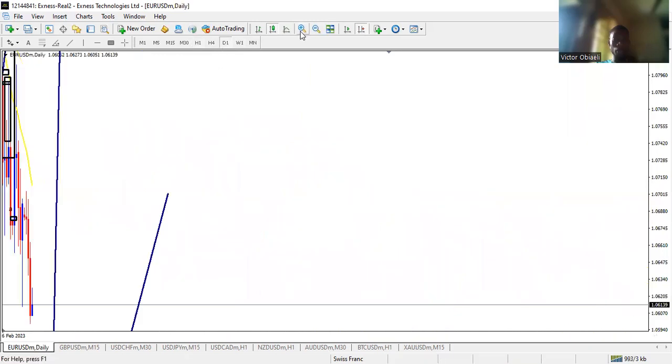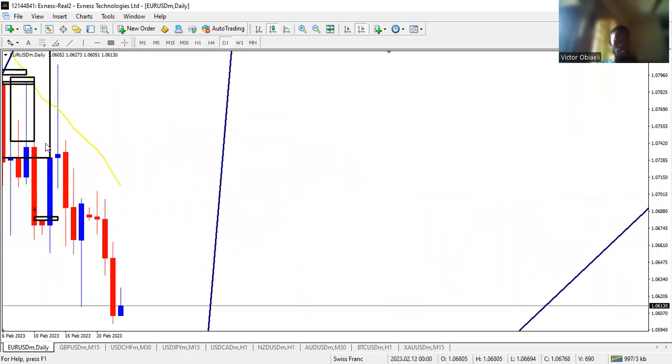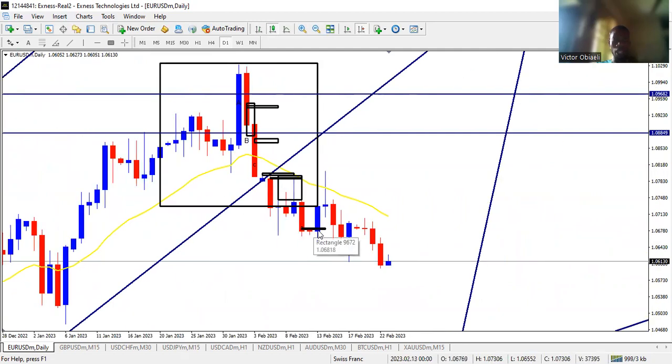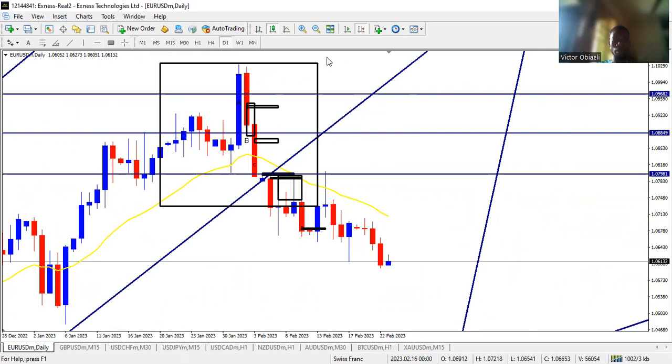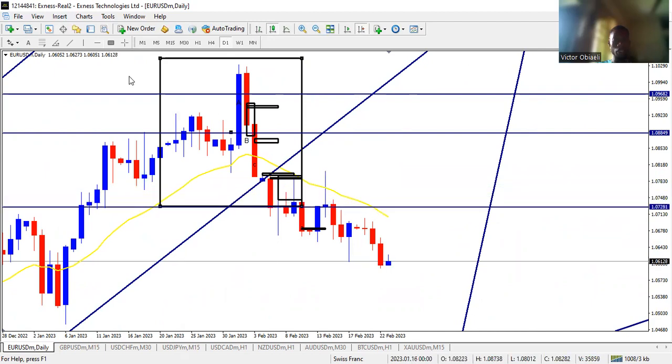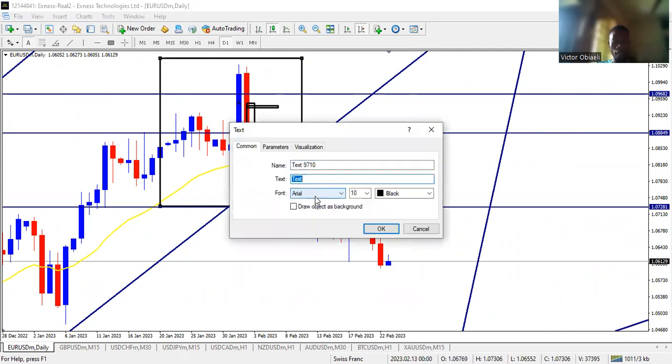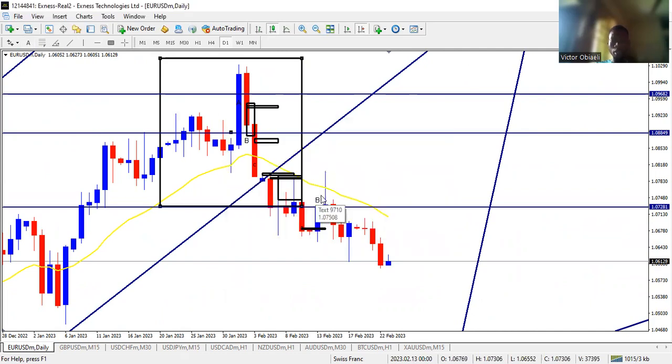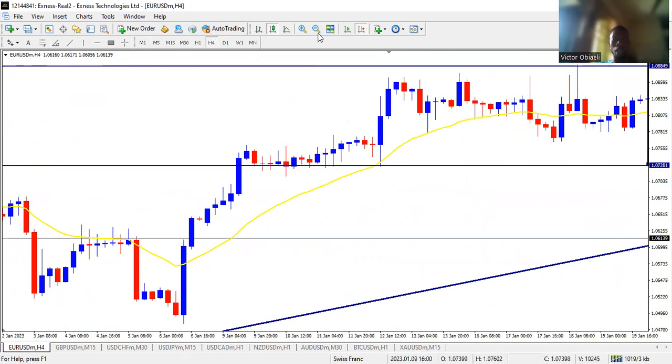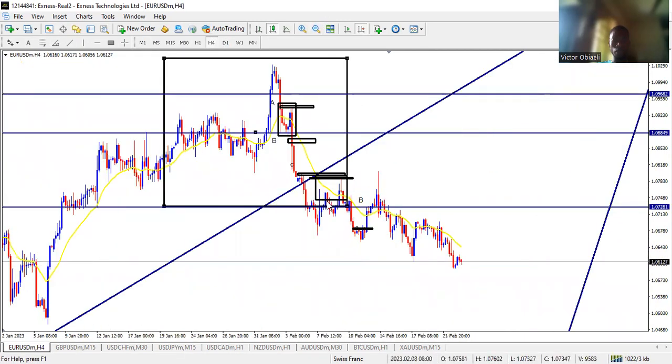Go down to the daily time frame. This is it. Look at the A. This is the A. Now, the B happens to be around here. Good. Now, this is the B. This is the B area. B. Now, we want to see the C. Go to the 4 hours and let's mark our region. This is it. This is where we have the C.